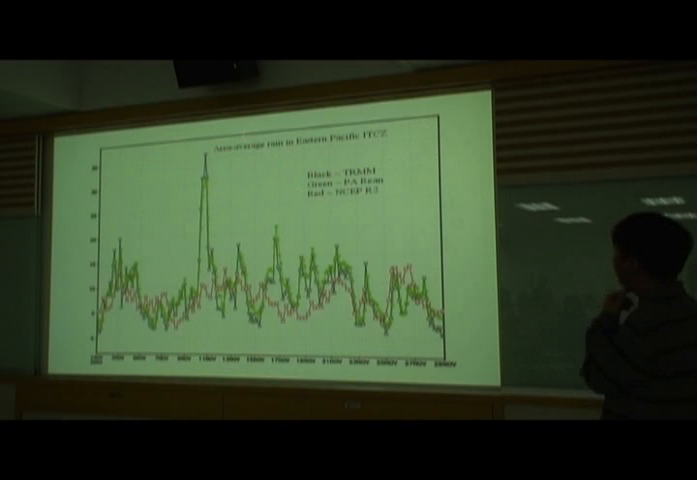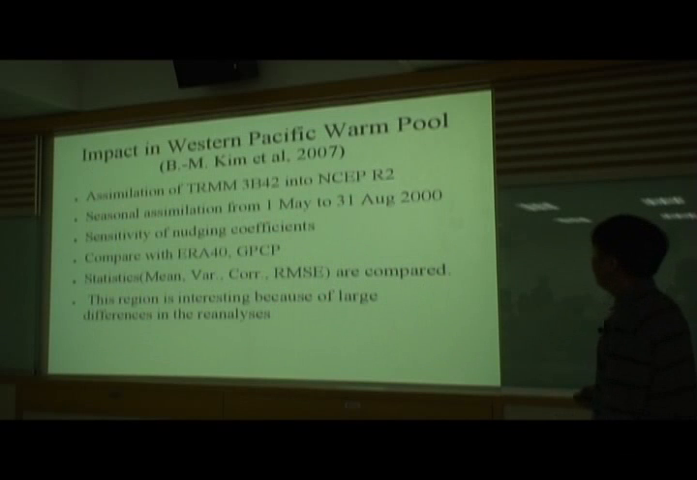And this is the area average rain in the Eastern Pacific ITCZ. As you can see, the red and black are very different in this region. We assimilated the TRMM 3B42 into NCEP R2, and we examined May 1 to 31 August 2000. So we first conducted the sensitivity of nudging coefficient and compared ERA40 and GPCP, and intercomparison statistics are computed.